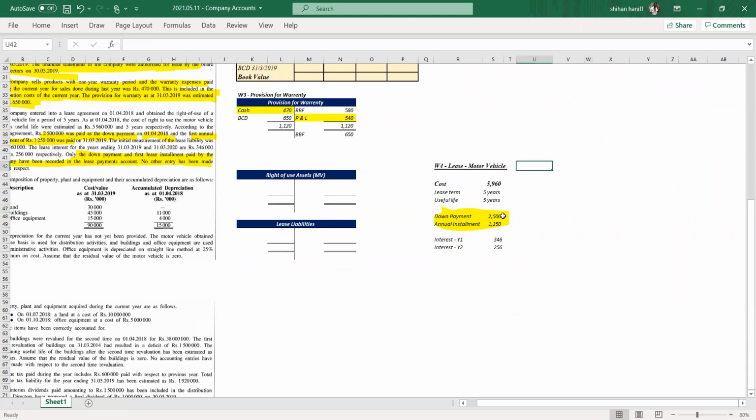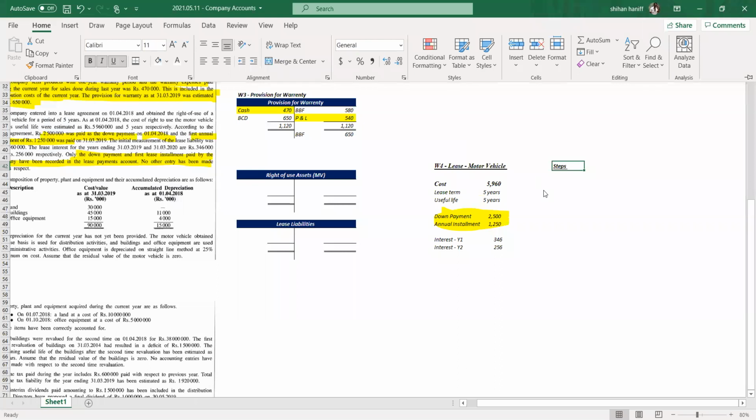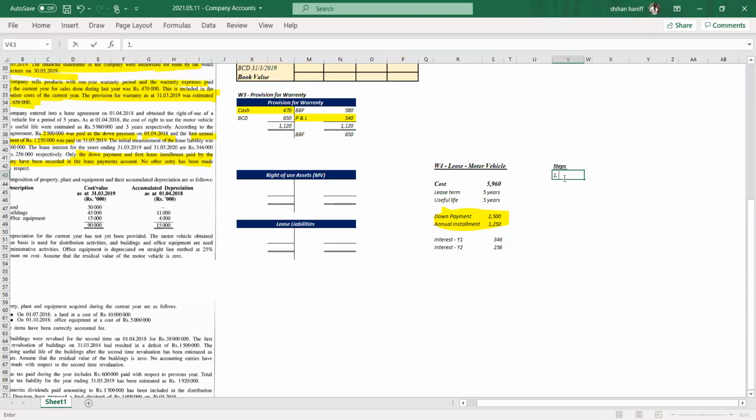So I'll tell you the steps for lease. First step is record the fair value of the asset. Fair value means the cost. Double entry is write-off use the asset account debit, lease liability account credit, 5960.